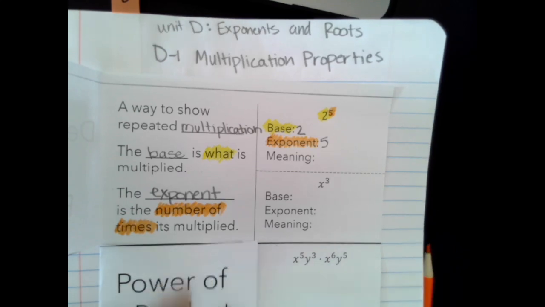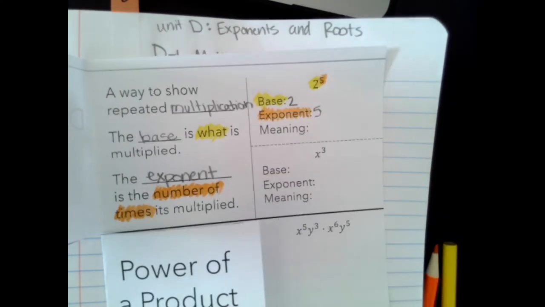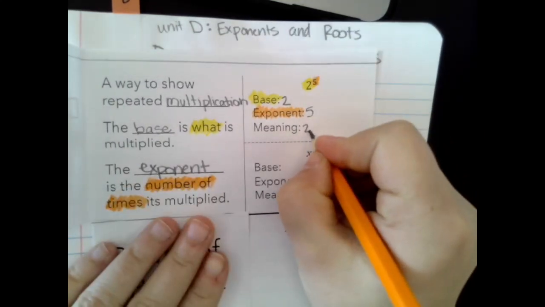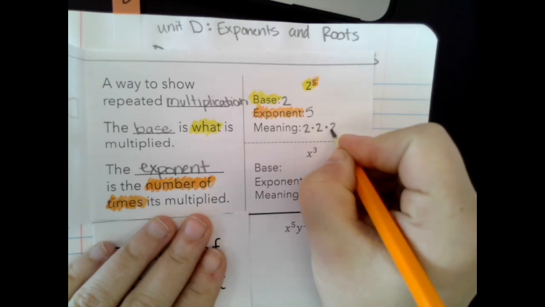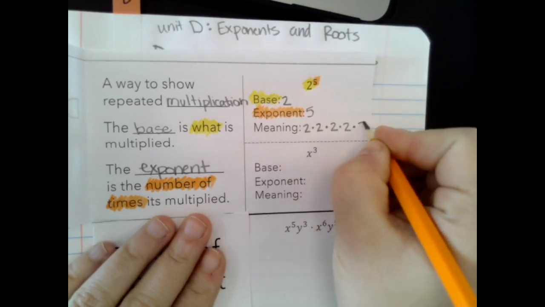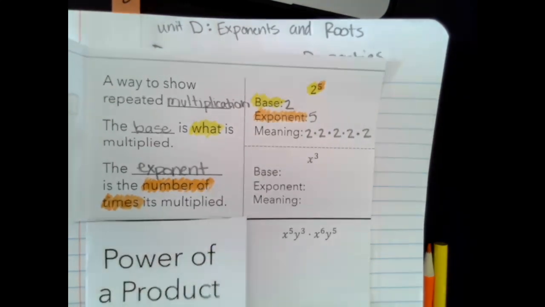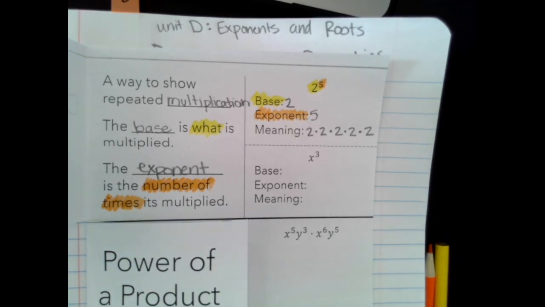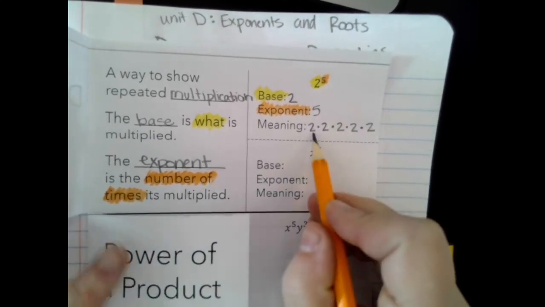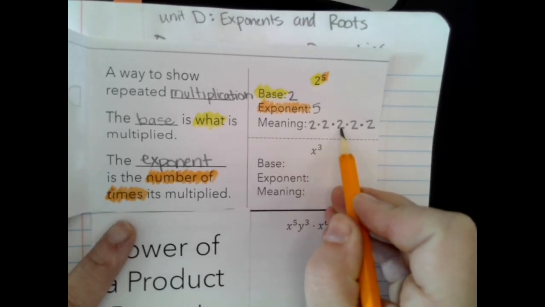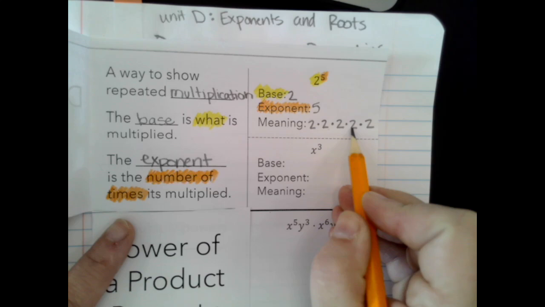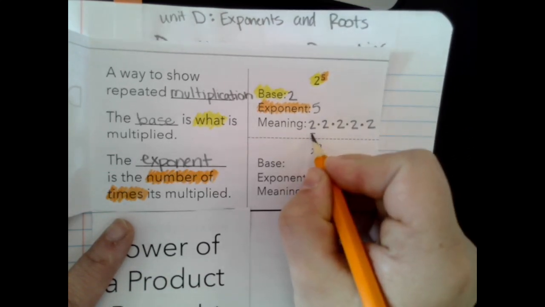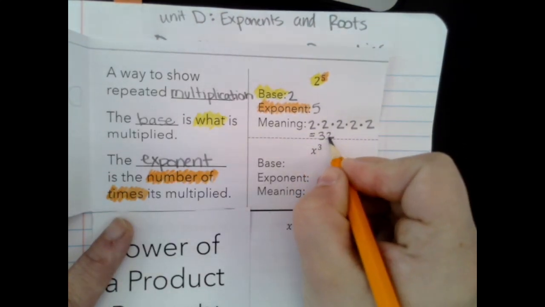So if I want to know the meaning of that, if I wrote it out in all the math, how many 2's am I multiplying over and over again? 5 times. So it'll be 2 times 2 times 2 times 2 times 2. What is 2 times 2? 4 times 2? 8. 8 times 2? And then 16 times 2? 32. So 2 to the 5th power is 32.